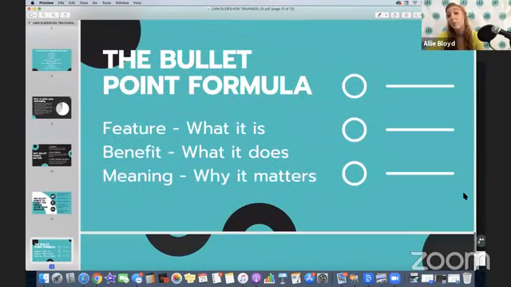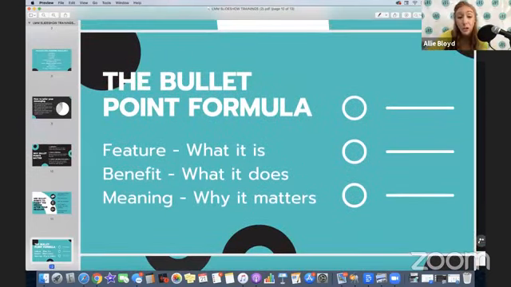This is a really quick bullet point formula that I would encourage all of you guys to use. So do this for the products or services that you sell first. So feature, what it is. What is this? Then the benefit, what it does, and the meaning, why it matters to the audience.